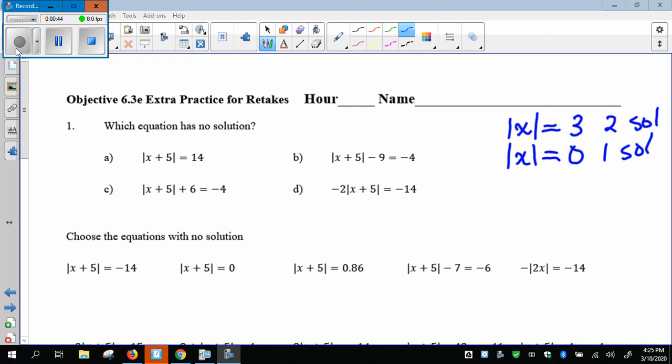And if the absolute value of x is equal to a negative number, then there's no solution, because remember that the absolute value turns negative numbers into positive numbers and leaves positive numbers positive, so there's absolutely no way to get a negative solution from an absolute value.